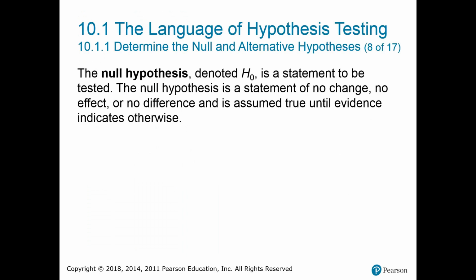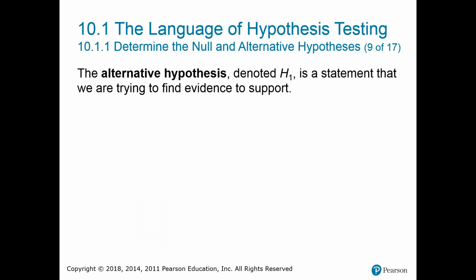Remember that I told you that you need a null and an alternative hypothesis. The null hypothesis, denoted H sub 0, is a statement to be tested. The null hypothesis is a statement of no change, no effect, or no difference, and is assumed true until evidence indicates otherwise. The alternative hypothesis, denoted H sub 1, is a statement that we're trying to find evidence to support.